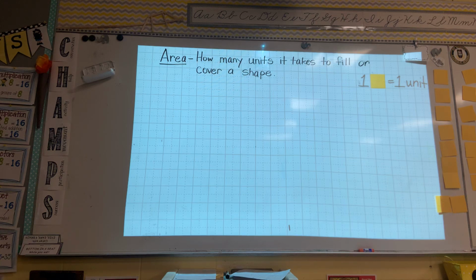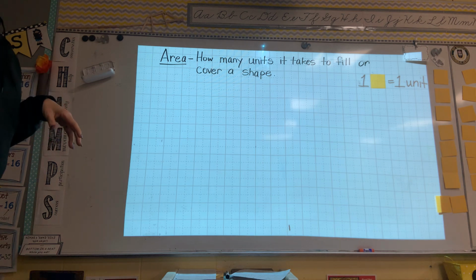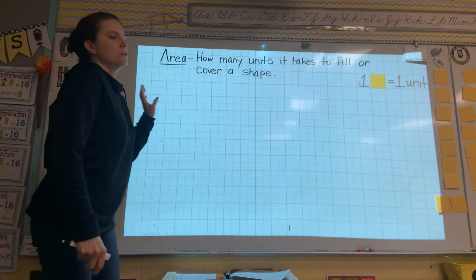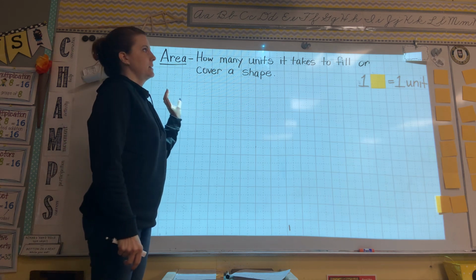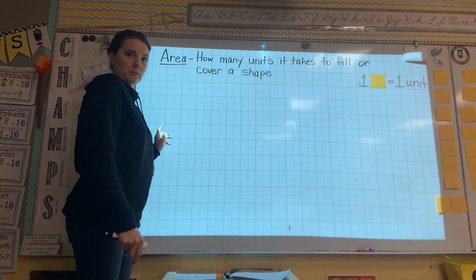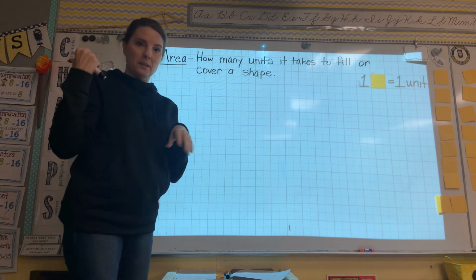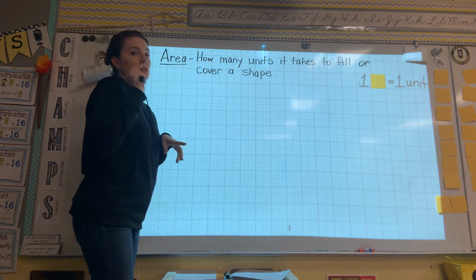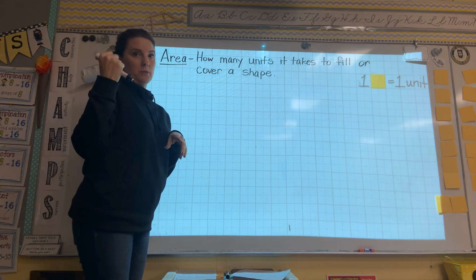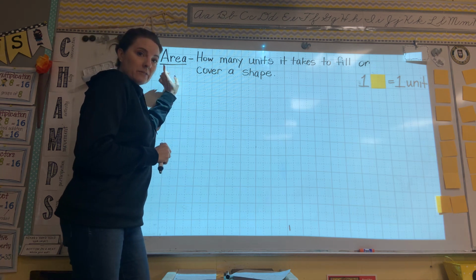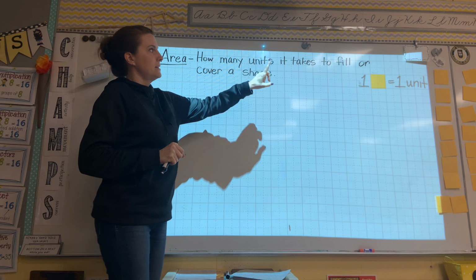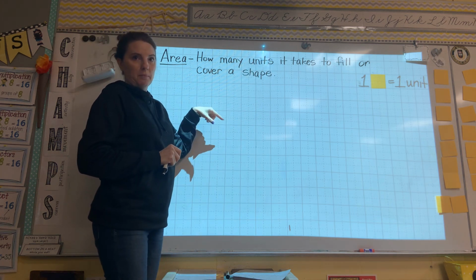Hi, boys and girls. All right, we're going to start our lessons on area, okay? So, we talked about perimeter, and we talked about how perimeter is the distance around. We talked about how that's like the ribbon on the bulletin board. Today we're going to talk about the gray on the bulletin board, right? The inside, okay? The area of a shape is how many units it takes to fill or cover the shape.